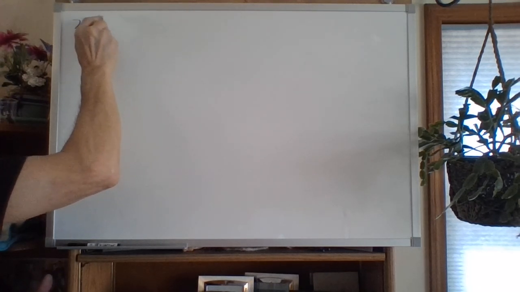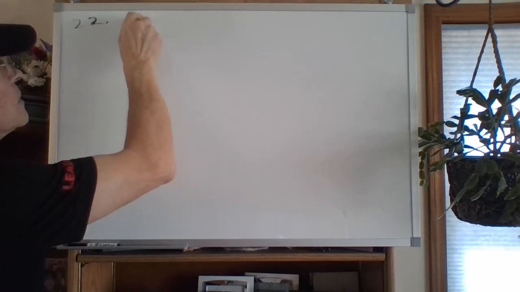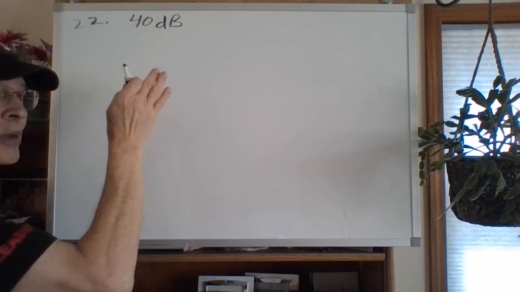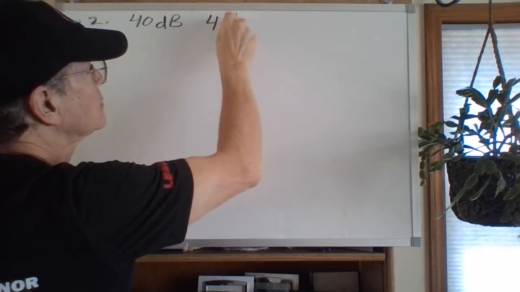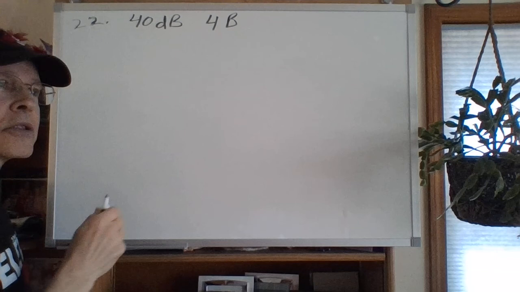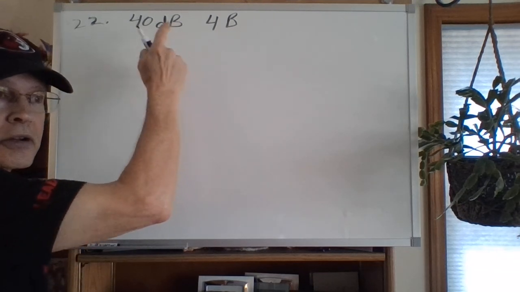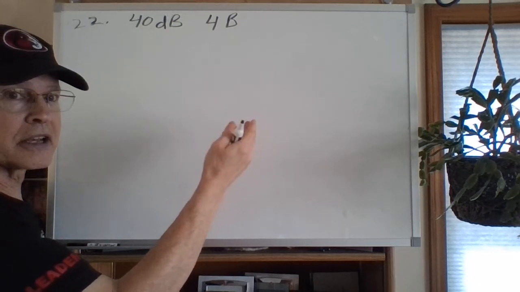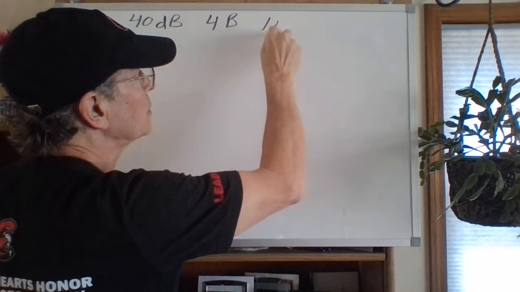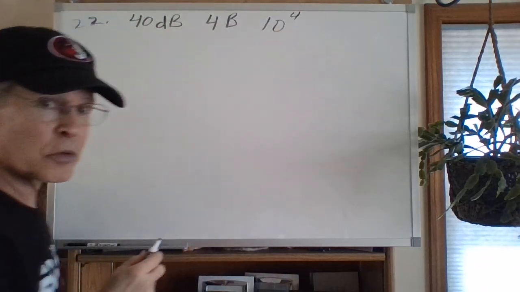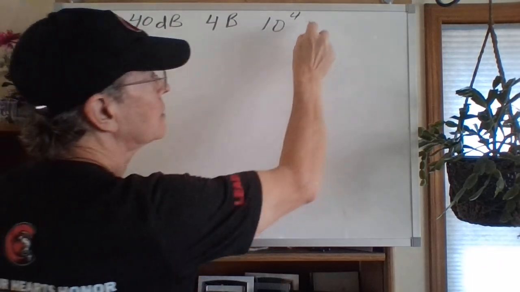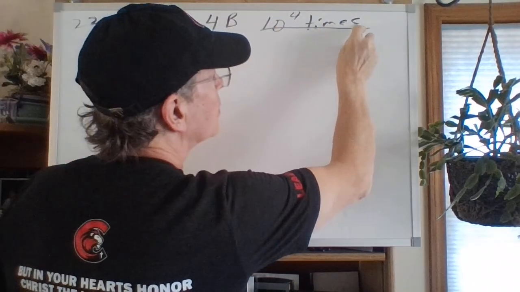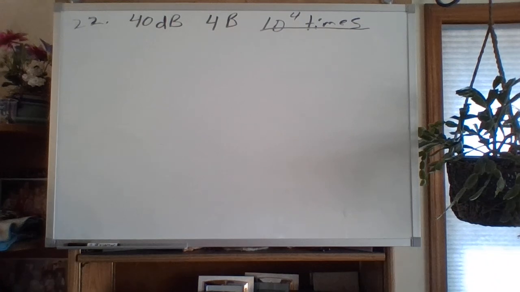22. 40 decibels, if you remember, that would be 4 bels. And that is the log of the increase in intensity. The power on the 10 would be a 4 then. That's 10 to the 4th. So that's how much louder it is. 10 to the 4th times.